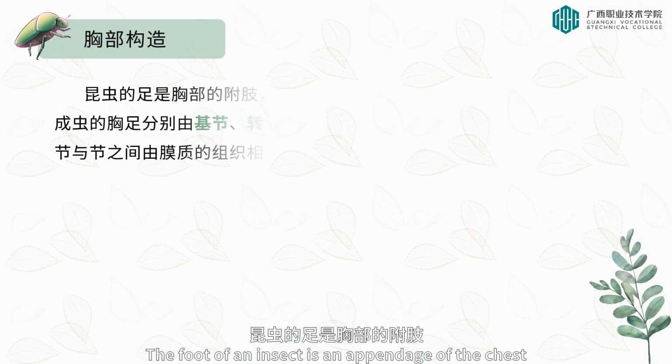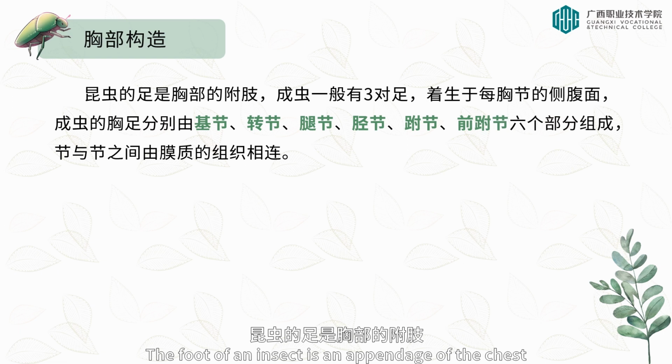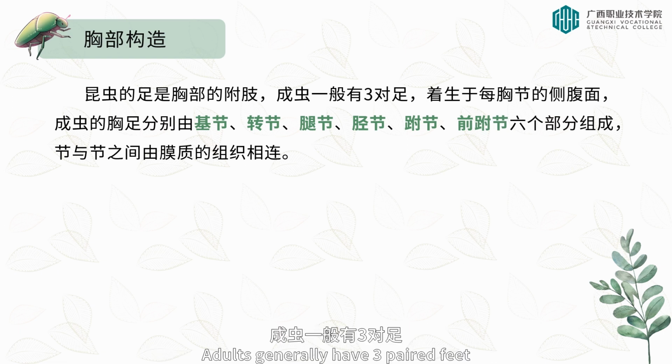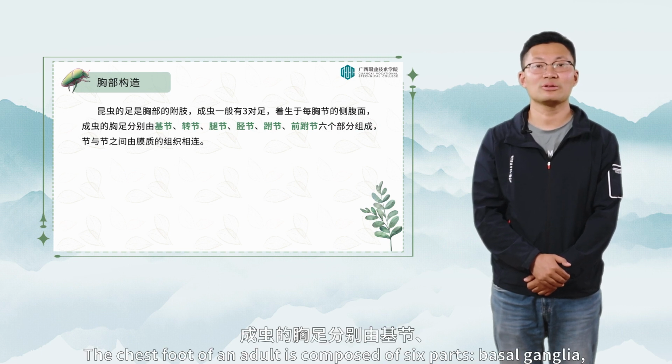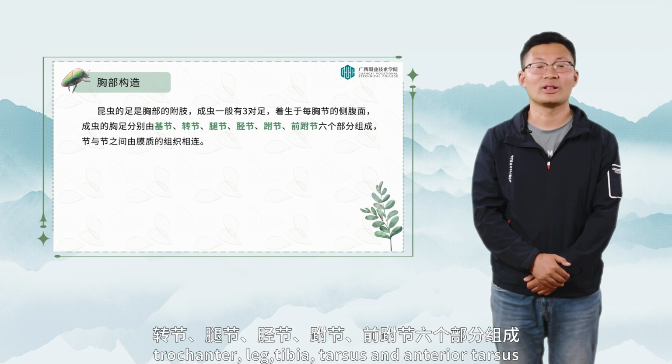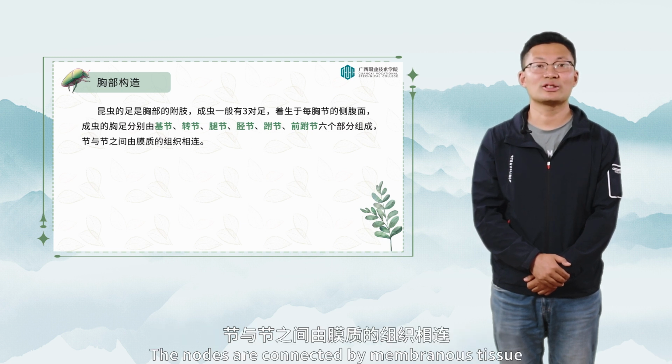The leg of an insect is an appendage of the thorax. Adults generally have 3 pairs of legs, borne on the lateral ventral surface of each thoracic segment. The thoracic leg of an adult is composed of 6 parts: coxa, trochanter, femur, tibia, tarsus, and pretarsus. The segments are connected by membranous tissue.